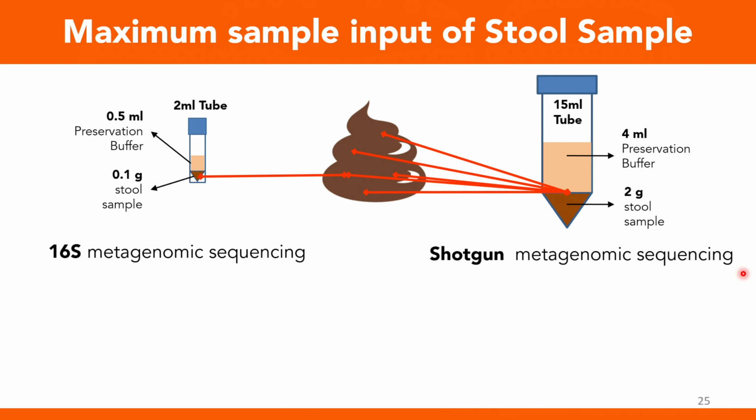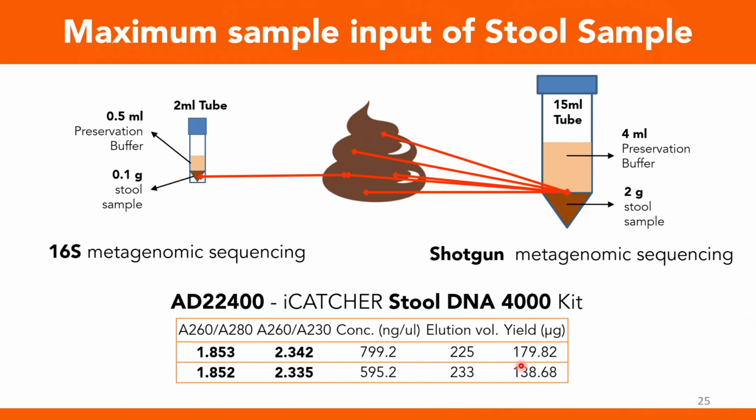And this is also a very special solution. Currently, as I know, no other purification system can handle such a large volume of lysate and very dirty stool sample. And for iCatcher, we provide the iCatcher Stool DNA 4000 kit, which can handle 4 milliliter preservation buffer. And we get very good purity and very good DNA quality from very dirty stool sample.